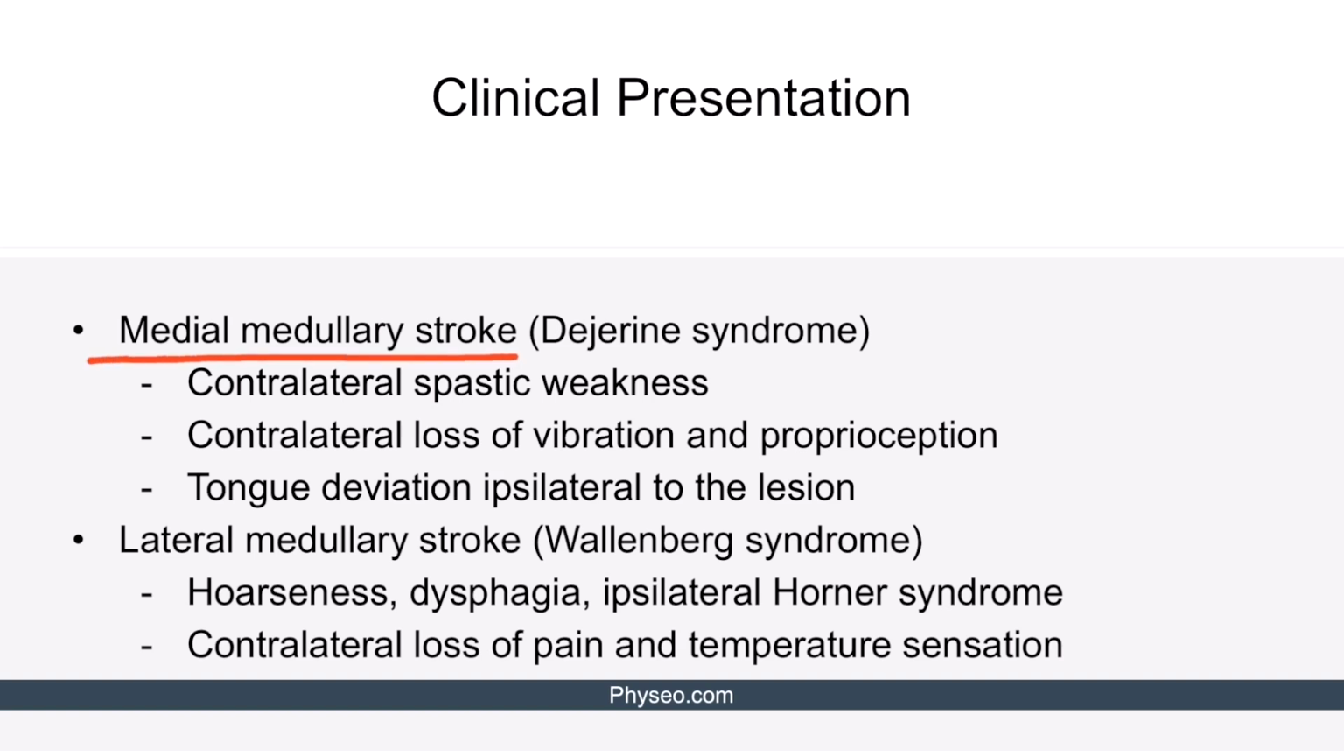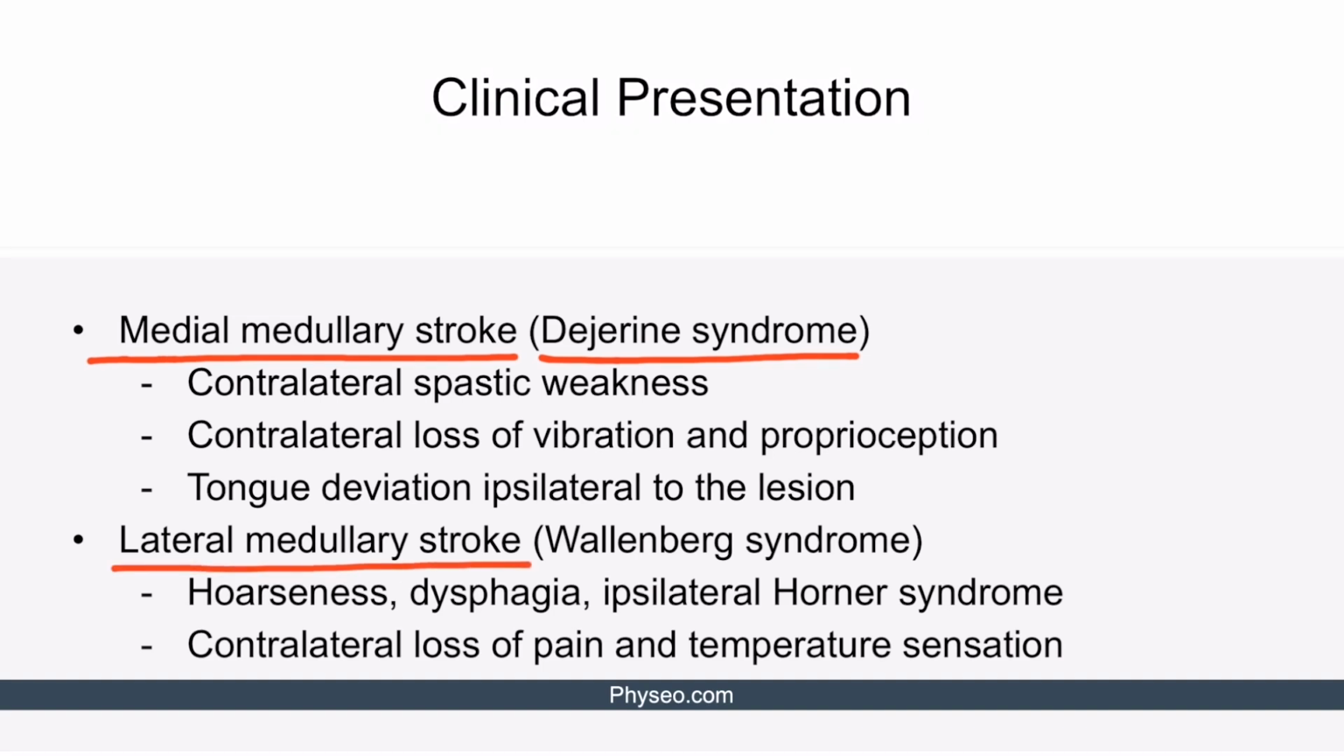Medial medullary stroke is also known as Dejerine syndrome. It is characterized by contralateral spastic weakness due to damage to the corticospinal tract. Contralateral loss of vibration and proprioception is due to damage to the dorsal column medial lemniscus system. Upon protrusion, the tongue deviates ipsilateral to the lesion due to damage to the hypoglossal nerve nucleus.